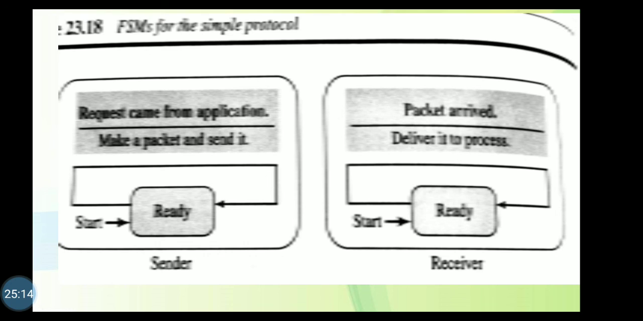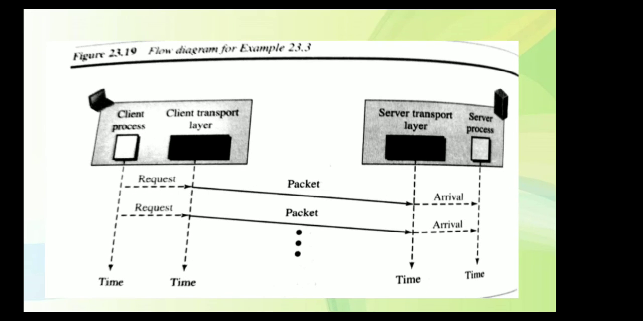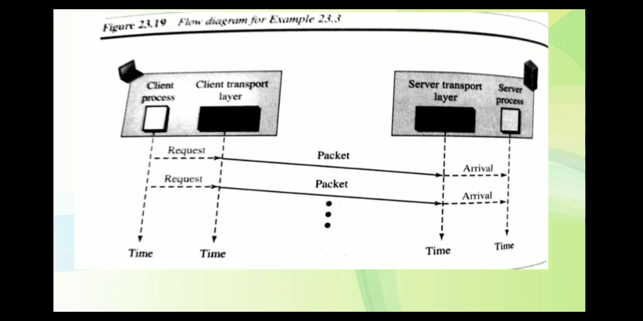Example. So we'll take an example. The example has been given. This example is going to show communication using this protocol. It is very simple. The sender sends packets one after another without even thinking about the receiver. So it goes on sending.